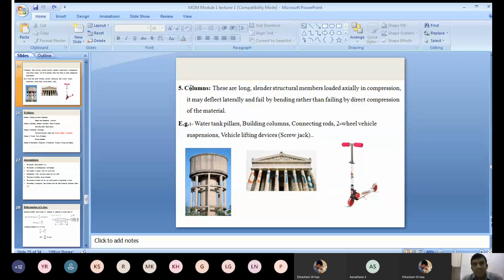Now I'll give some examples. There are also some other mechanical members, but from the subject point of view, I listed only five members here. Okay. Now I'll come to the syllabus.